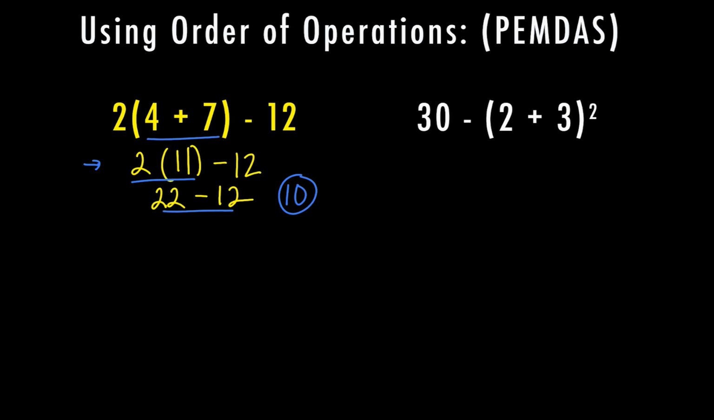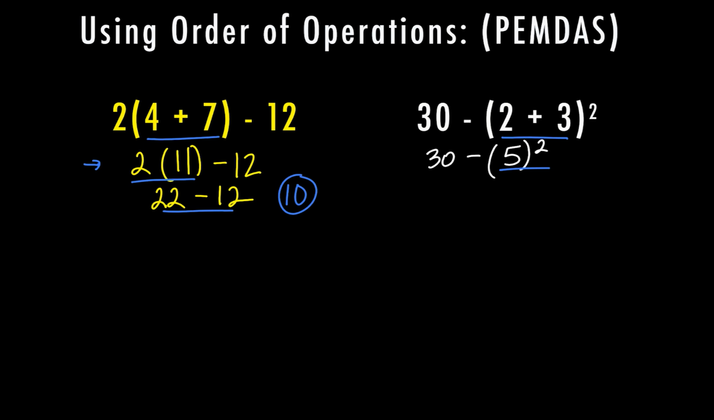So for our second example here, we have parentheses first, and I'm going to start right here. So I have 2 plus 3. So now I'm going to bring down everything I haven't used yet. So I have 30 minus, and 2 plus 3 equals 5. I'm going to go ahead and keep that in parentheses, and then I have a squared. So now that I've solved my parentheses, the next step is exponents, and I do have an exponent here.